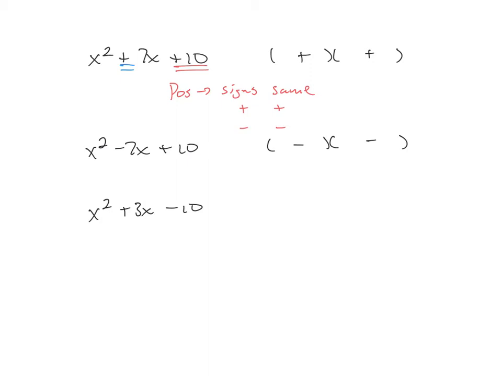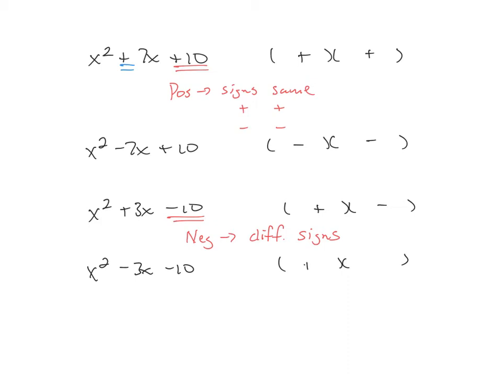And so if I had one like this, okay, the last one is negative, so different signs, no matter what the other number is. Okay, so for both of these, you're going to have a positive and a negative, a positive and a negative, because the last one is a negative.